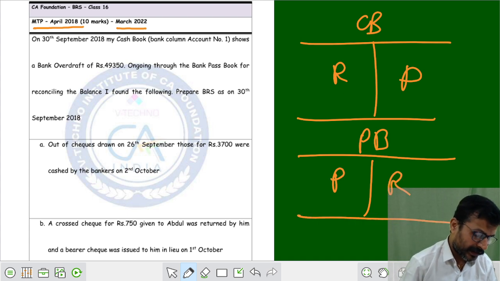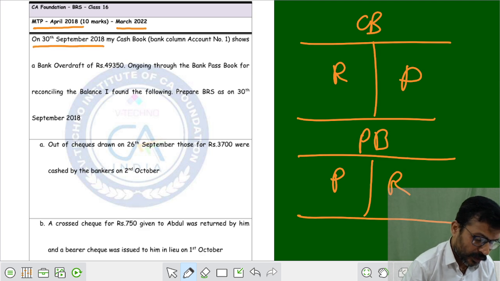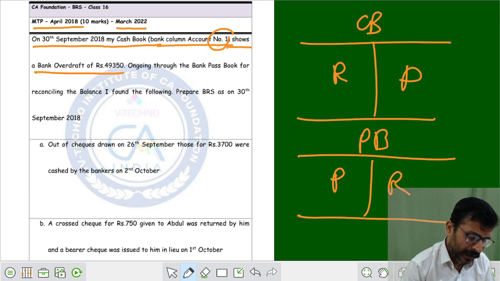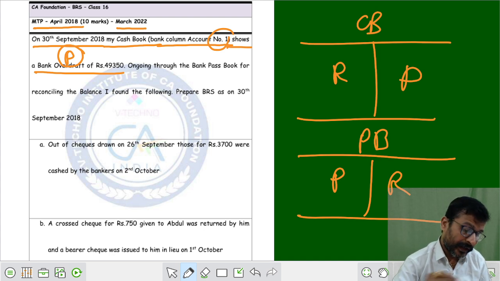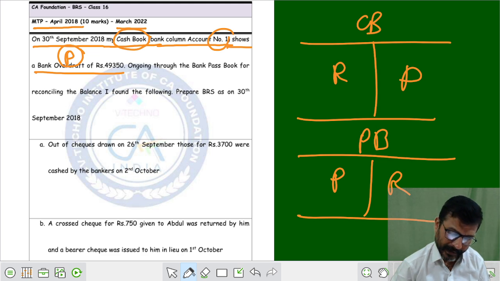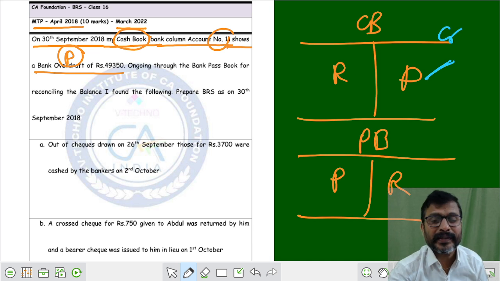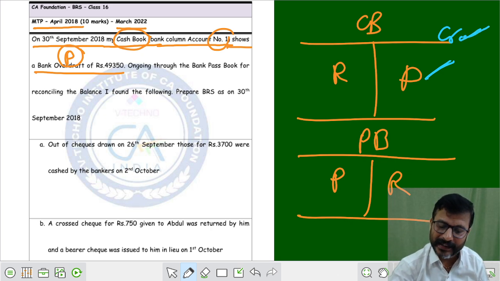See, my dear kids, here on 30th September 2018, my cash book, bank column, account number 1 shows an overdraft. Overdraft means what? Payment. In which book is it a payment? Cash book. When cash book shows a payment, it comes on what side? Credit side. As far as the first transaction is concerned, we have to take it on the credit side only.